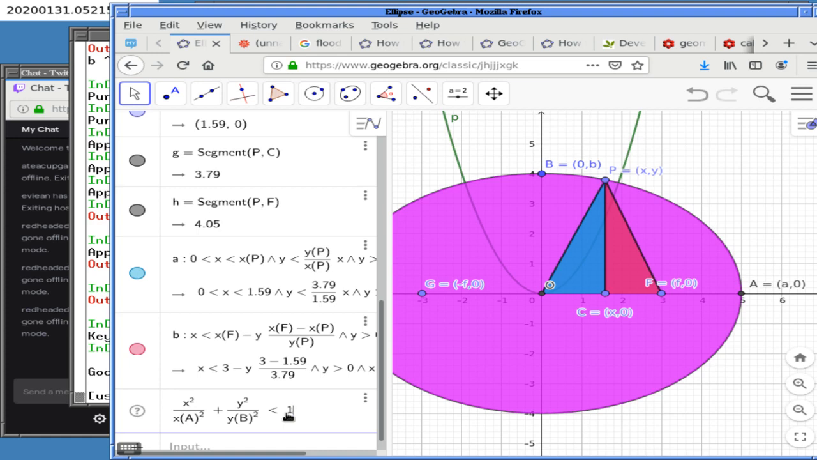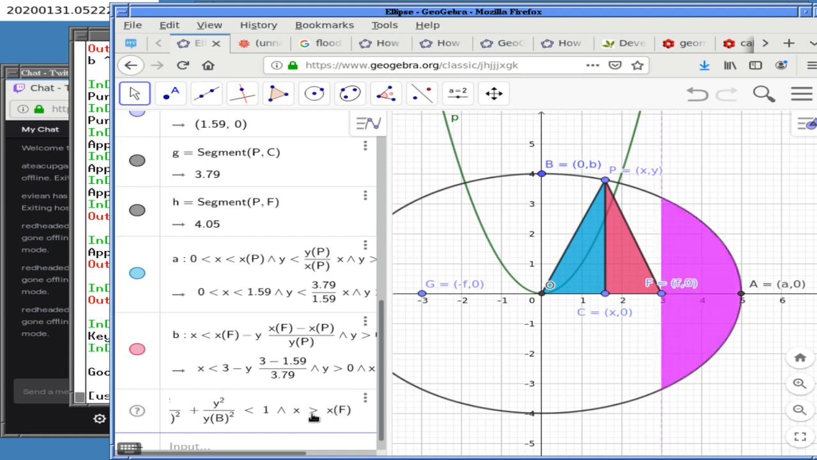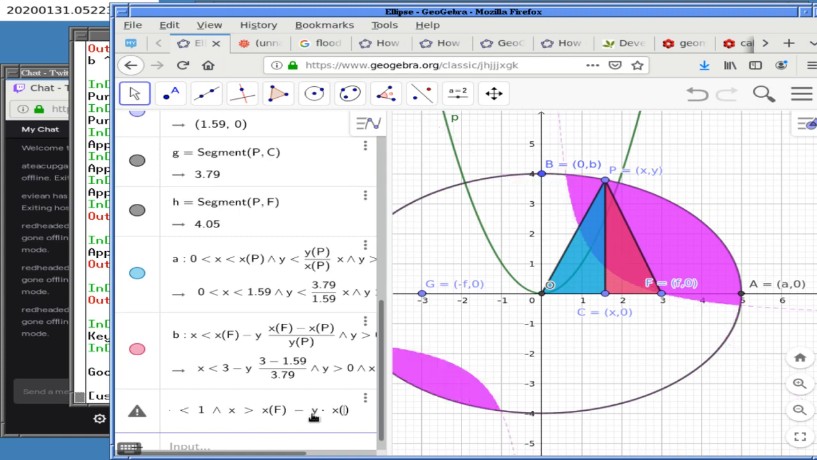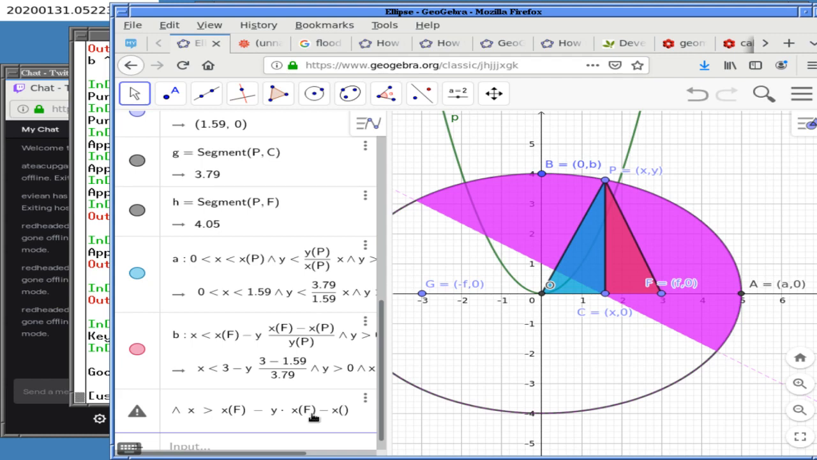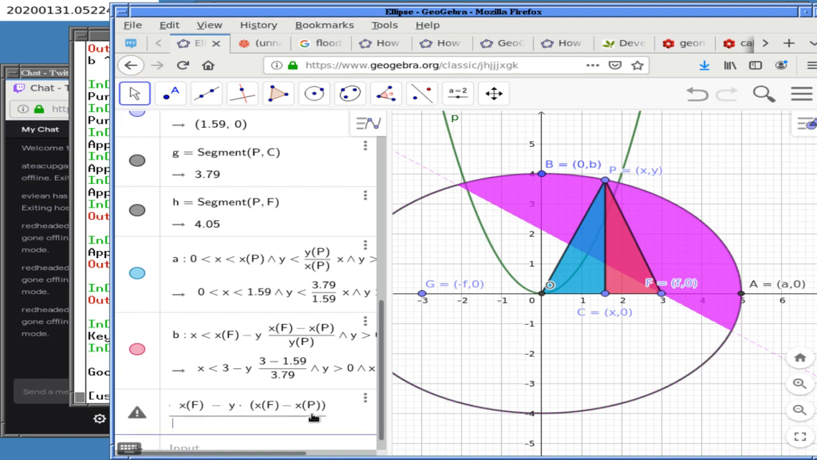So what's interesting here is, well, because this is not really opaque, I guess I need to still limit it to say that it's greater than the line. It's basically going to be the inverse of this condition here. X has to be greater than this. Well, okay, so we might as well say, okay, and x greater than xf minus y times xf minus xp quantity over, nope, not that much of a quantity.